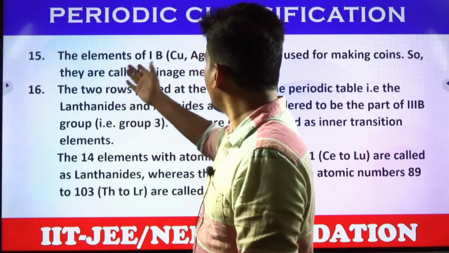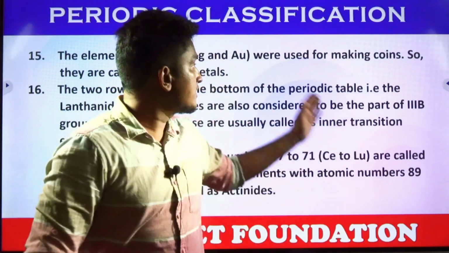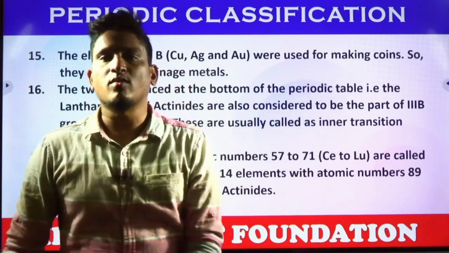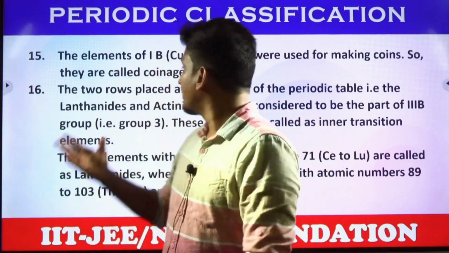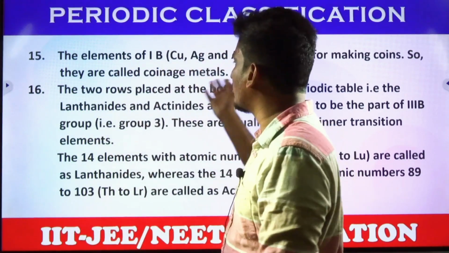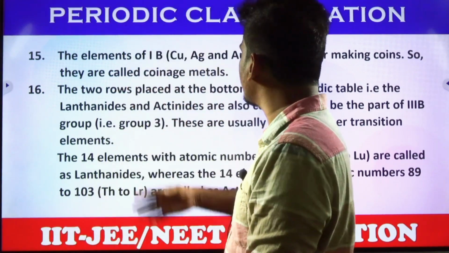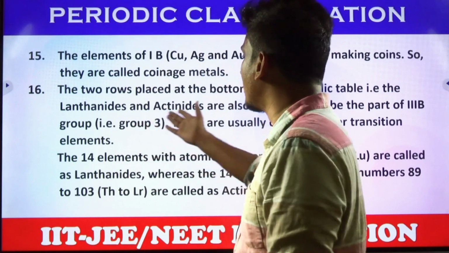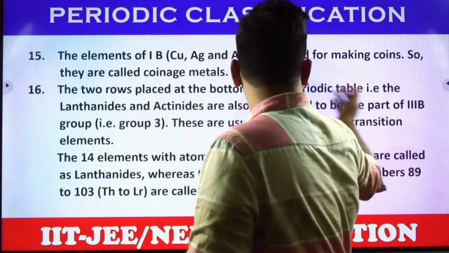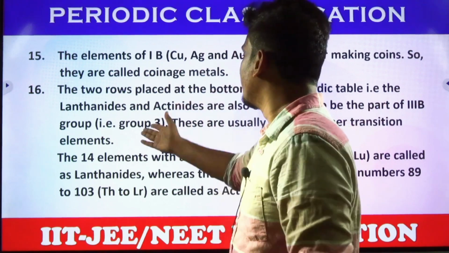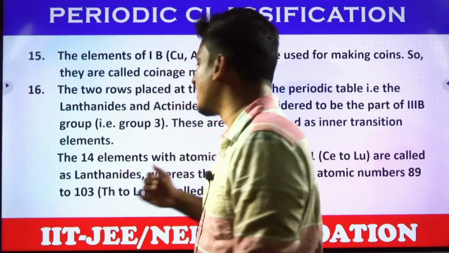Next, elements of 1b like copper, silver and gold. They are used to make coins, so they are called coinage metals, right? These are highly lustrous, least reactive metals used to make coins. This is also a main point. Two rows are placed at the bottom of the periodic table, that is lanthanides and actinides, which are also considered part of group 3b, which is group 3. These are usually called inner transition elements.